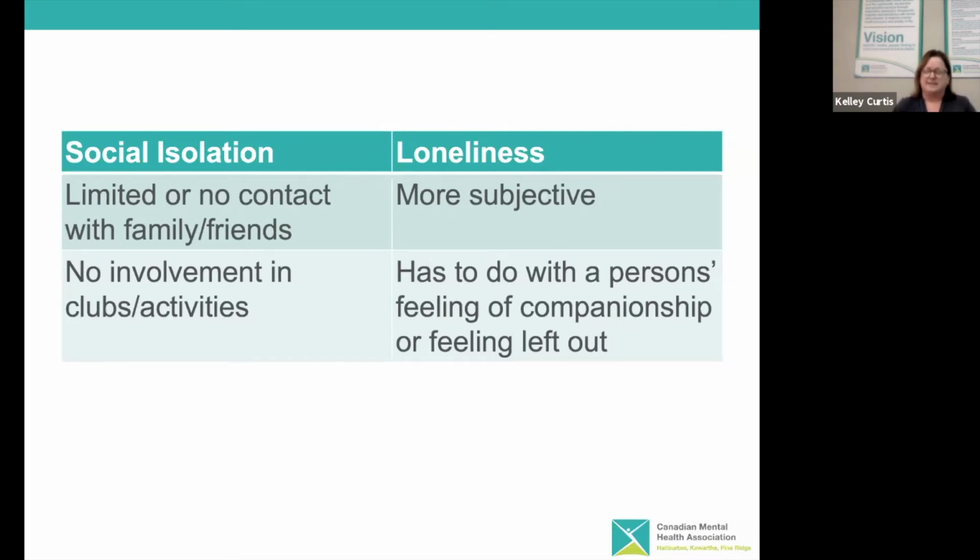So, social isolation is an objective lack of social relationships or an infrequency of social contact. But loneliness is more of a subjective feeling of isolation. A person, for example, could be socially isolated, but they might not feel lonely. Or a person might feel lonely when they're actually surrounded by people.